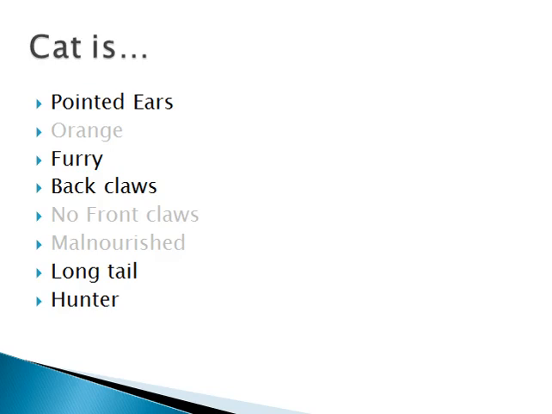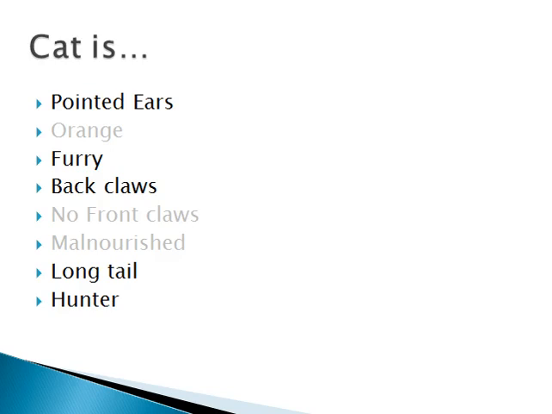So now cat has pointed ears. Cat isn't orange because we found a gray cat, and so maybe, I don't know, maybe there are orange and gray cats, and maybe that's all there is. We just don't know. So we'll take that out. Both of them are furry. Both of them have back claws. I don't know if all cats have front claws. This one did, but we're going to take that out too. Long tail. They both had long tails, and they're both hunters. So this is the data that we have now. Okay, all right, well, let's get more participants and see if we can reach saturation.